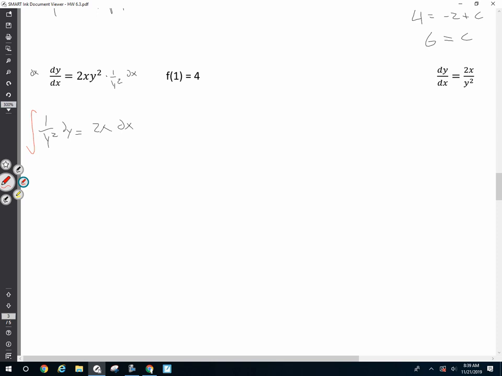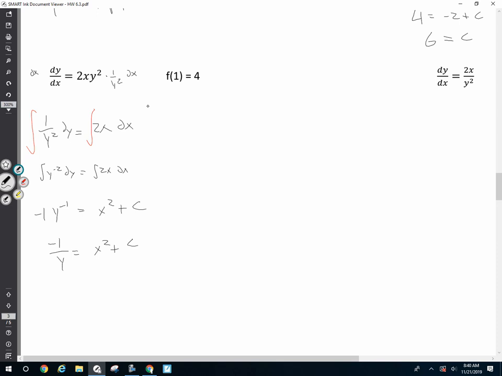I'm going to take the antiderivative of this. So on the left side, before I take the antiderivative, I understand that this should be written as y to the negative second to use the power rule. It's y to the negative first times negative 1, the antiderivative. And this will be x squared plus c. So I got negative 1 over y equals x squared plus c.